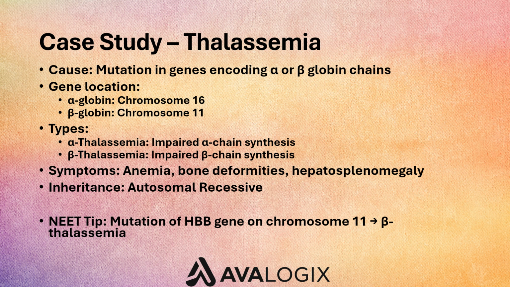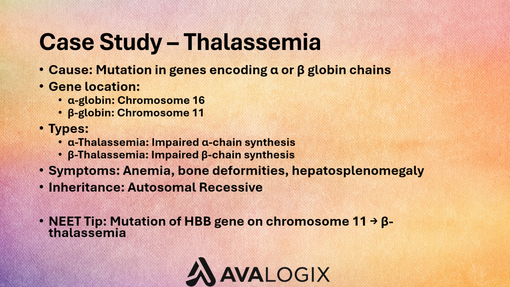Alpha thalassemia is caused by deletions or mutations in the HBA1 or HBA2 genes located on chromosome 16. Beta thalassemia, more common in India and Mediterranean populations, results from mutations in the HBB gene on chromosome 11. The result? Inadequate globin chain production leads to abnormal hemoglobin, which in turn causes ineffective erythropoiesis, anemia, and destruction of red blood cells in the bone marrow and spleen.